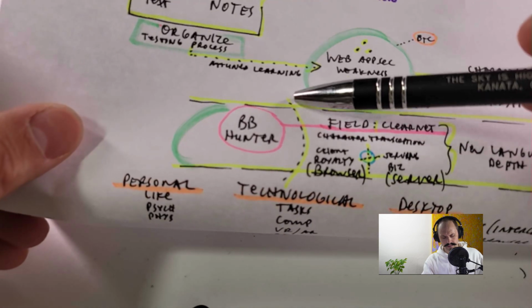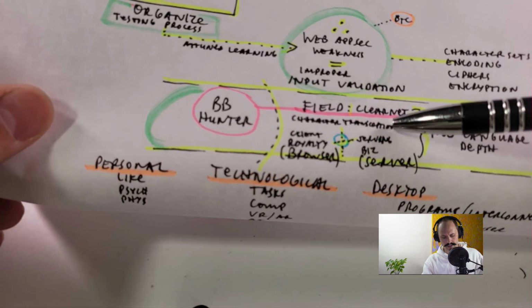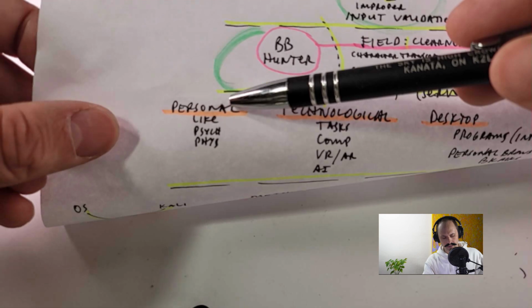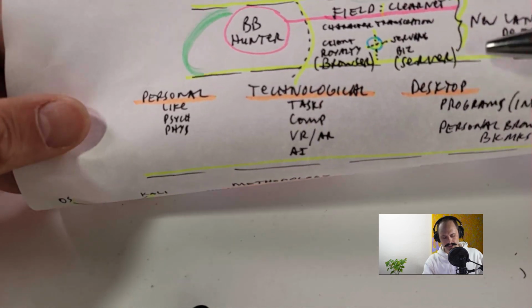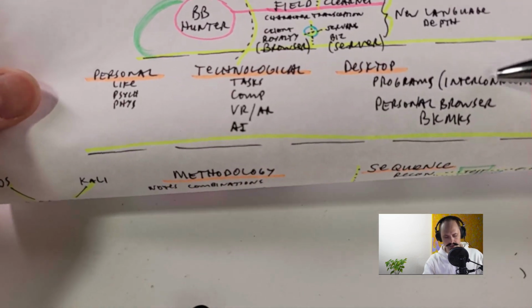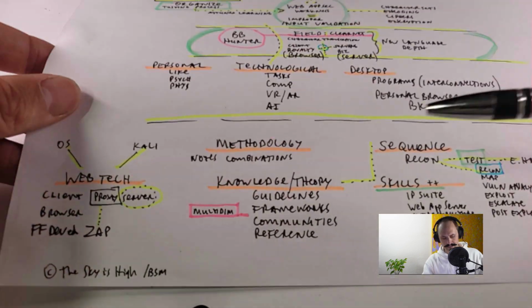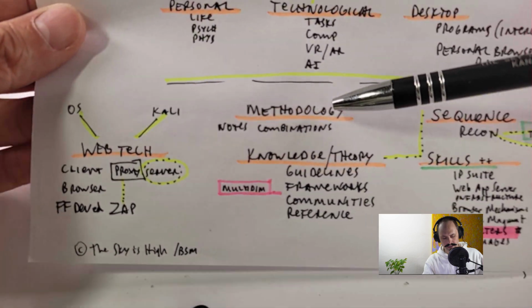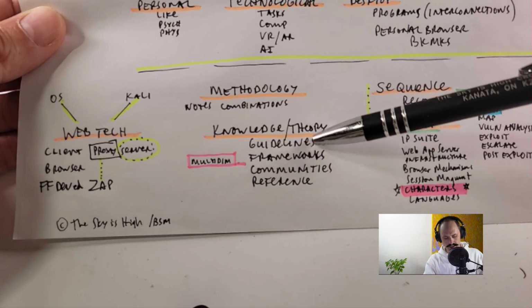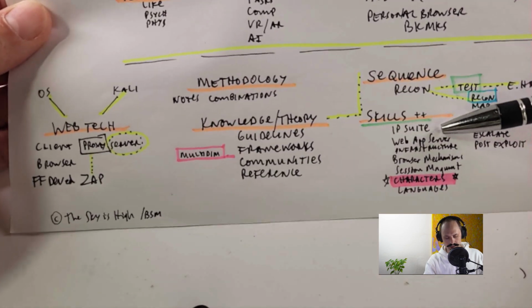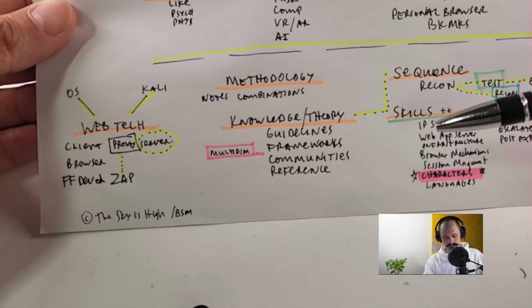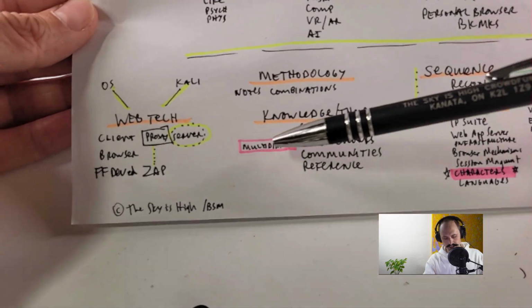So bug bounty hunter, this field, what is it in the Clearnet? What are we going to do there? On orange here, your personal life has to be balanced. The technological aspects have to be balanced. Your desktop, your actual work environment has to be balanced. You have to have a method to it, like a sequence to the method. The knowledge and the theory has to be organized. Your skills have to be also organized in their domains, and it has to be understood how they're related.